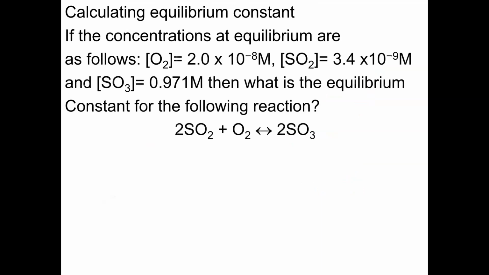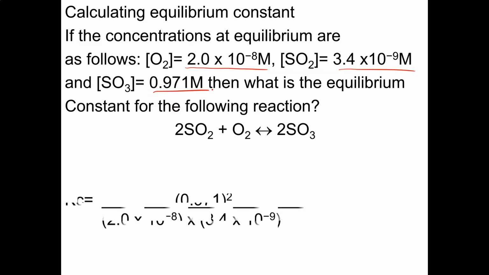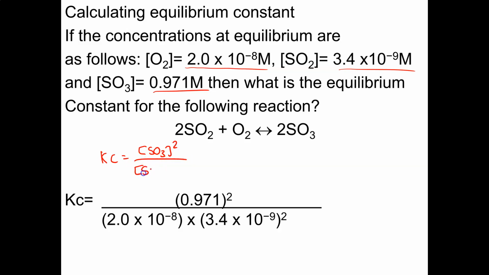Now, what about calculating this stuff? Well, you have this reaction. You have SO2 plus O2 produces 2 SO3, and they're giving you the concentration for all three chemicals. So what do you need to do first? Write your expression. And your expression for this is equal to this: SO3 to the second, over SO2 to the second, O2.